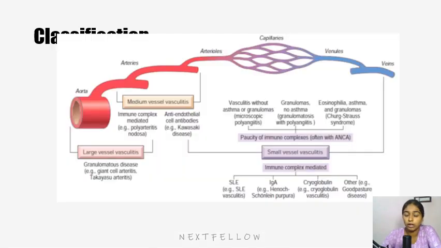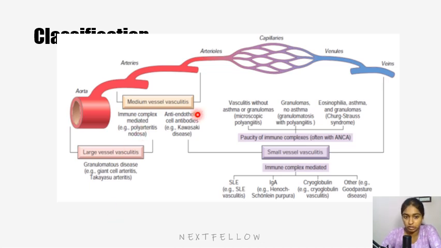So coming to the classification of vasculitis. Many important MCQs will be coming from this topic, so remember this diagram. Vasculitis can be large vessel vasculitis, medium vessel vasculitis and small vessel vasculitis. Large vessel vasculitis involves granulomatous disease like giant cell arteritis and Takayasu arteritis.